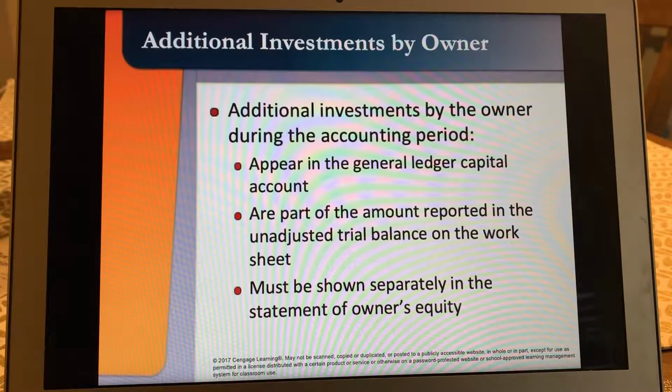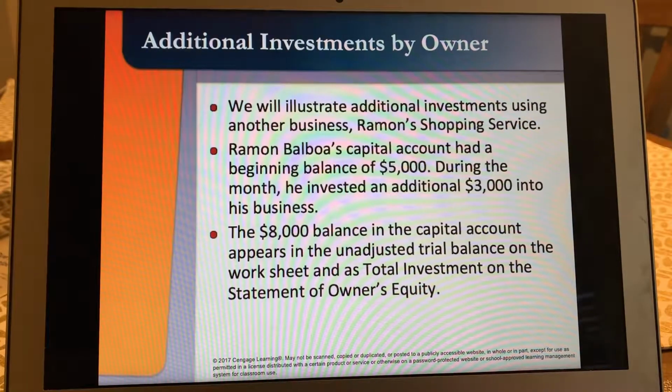Additional investments by the owner during the accounting period appear in the general ledger capital account, are part of the amount reported in the unadjusted trial balance on the worksheet, and must be shown separately in the statement of owner's equity. We will illustrate additional investments using another business, Ramon's shopping service. Ramon Balboa's capital account had a beginning balance of $5,000. During the month, he invested an additional $3,000 into his business. The $8,000 balance in the capital account appears in the unadjusted trial balance on the worksheet and as total investments on the statement of owner's equity.